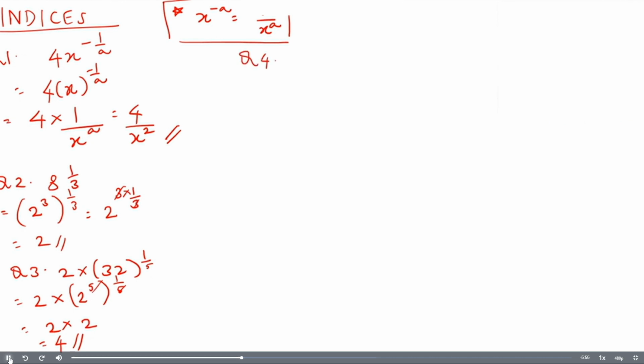Fourth question. 4 divided by 32 to the power 1 by 5. 4 divided by 32 to the power 1 by 5. This is equal to 4 divided by 2 to the power 5 into 1 by 5, which is 4 by 2, which is equal to 2.